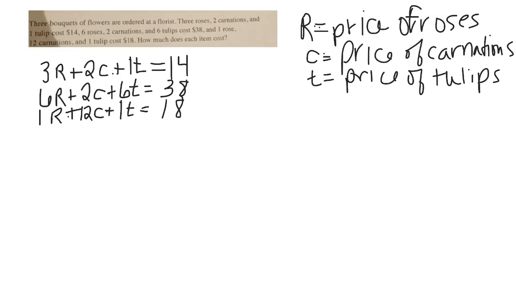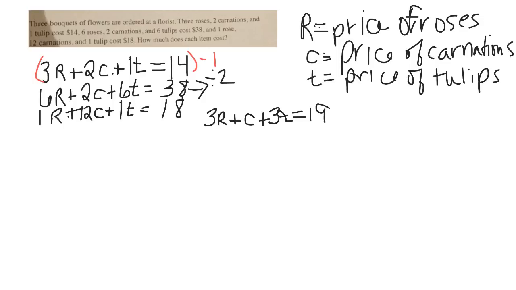Now I'm going to look at this middle equation and I can divide everything by 2. And that might make it a little bit easier for me just to make my numbers smaller. So I'm going to take this equation and divide it by 2. And I get 3r plus c plus 3t equals 19. Now my numbers are just a little bit smaller, and sometimes that helps. So what I'm going to do first is multiply equation 1 by a negative 1, and I'm going to add it to equation 3.